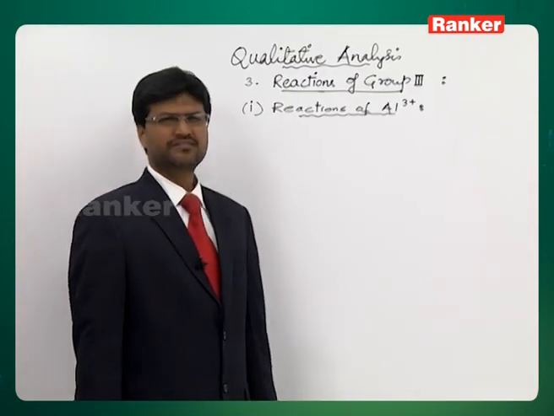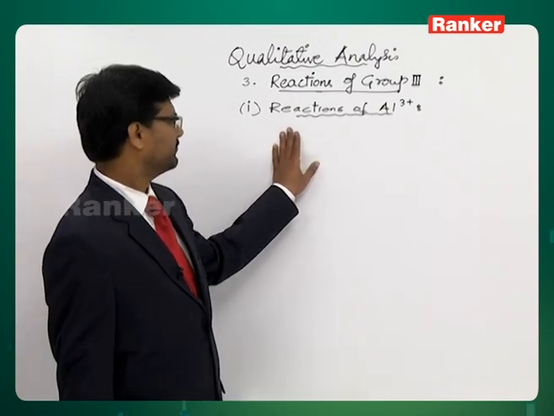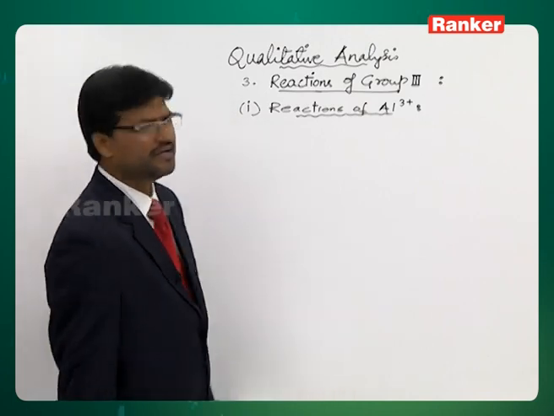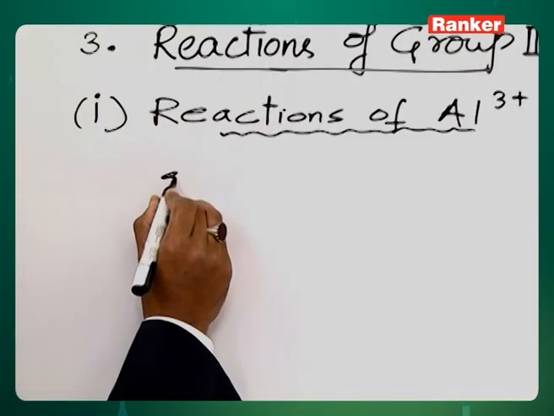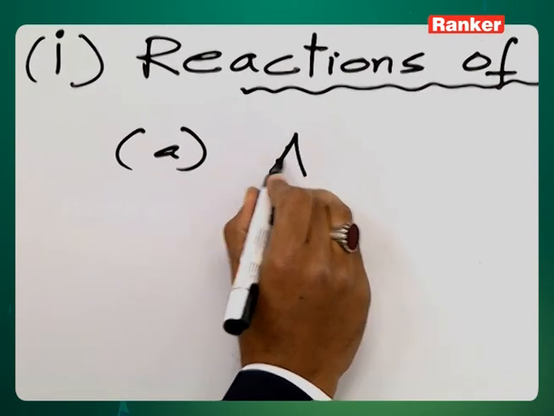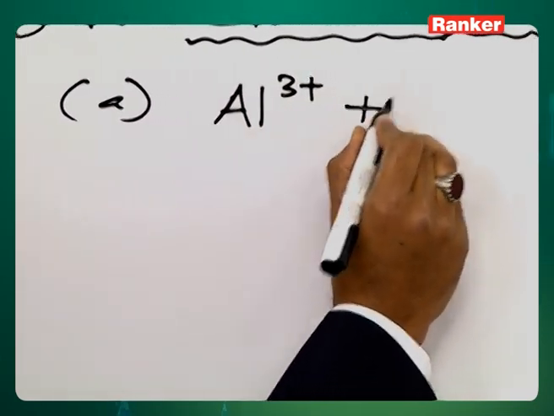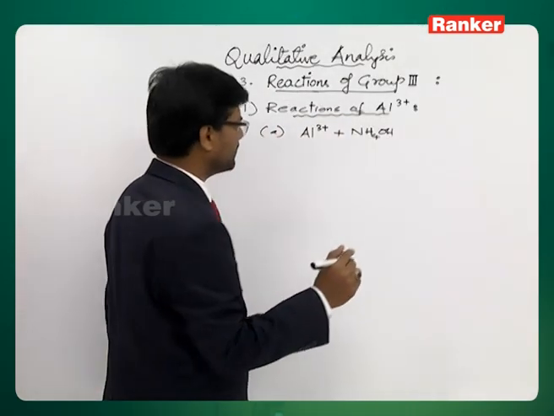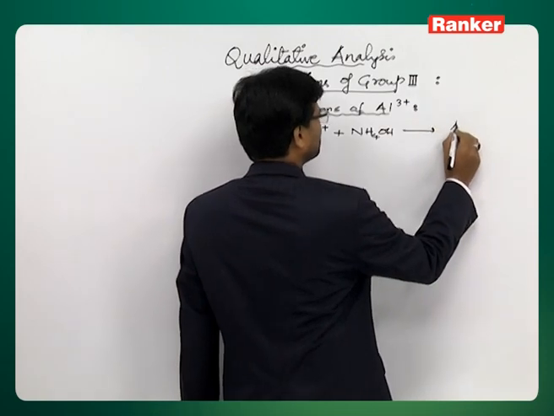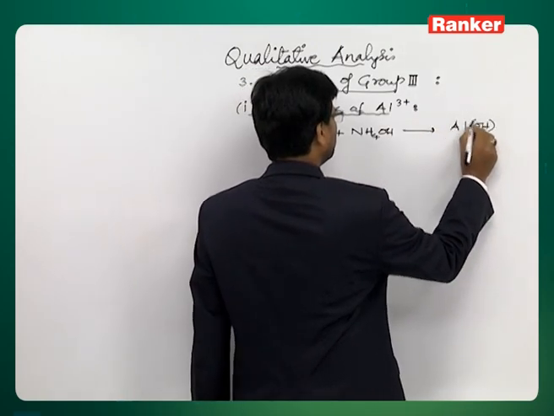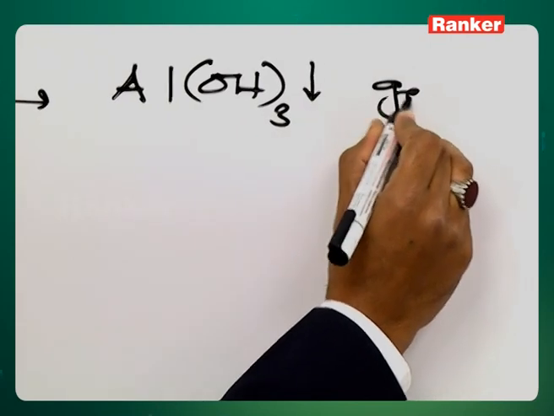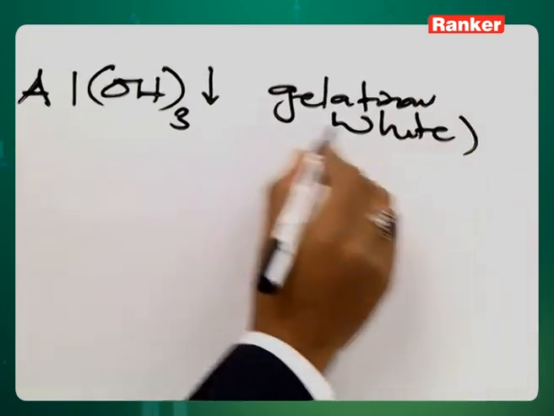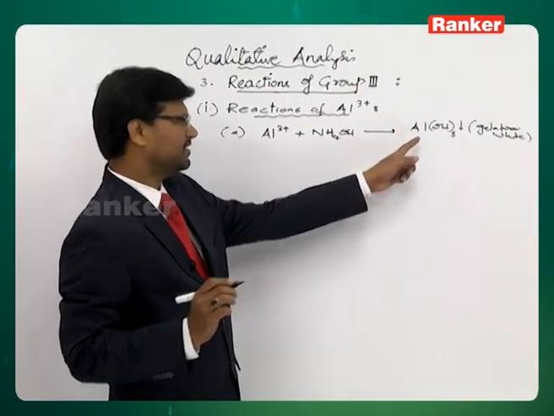Well, under reactions of group 3, the first one we are going to discuss is reactions of Al3+. When the salt solution containing Al3+ is treated with ammonium hydroxide, you get a gelatinous white precipitate, aluminum hydroxide. This is insoluble in excess of reagent.